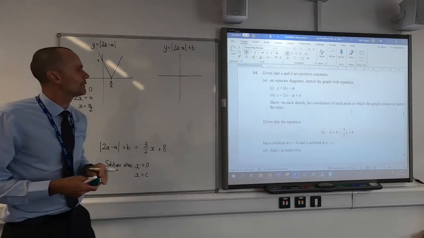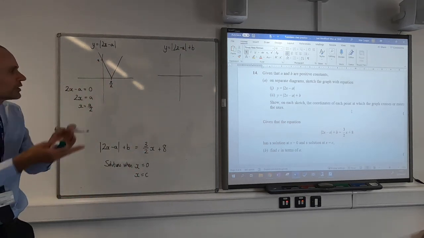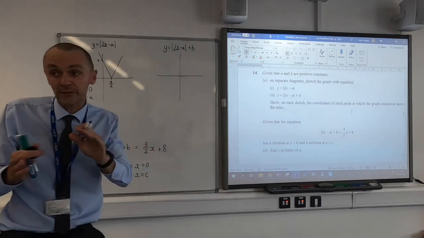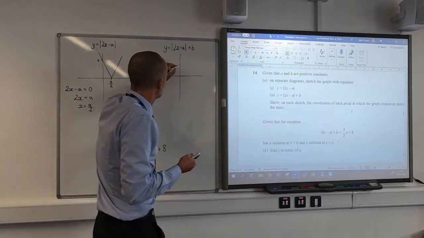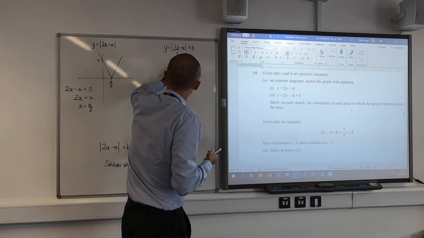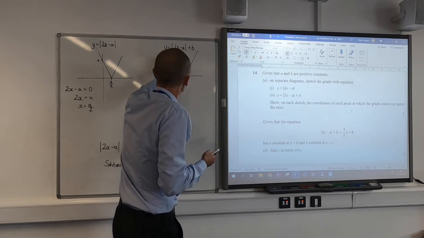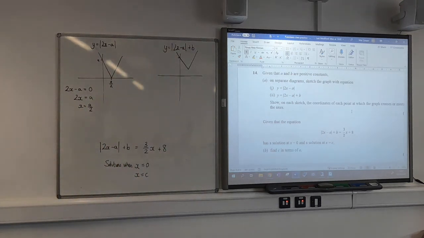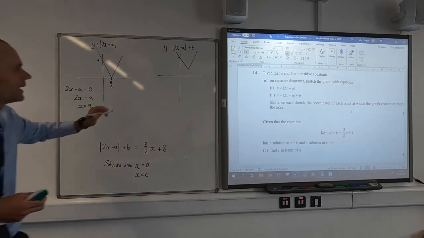Outside of the modulus, I'm now doing a transformation. I'm lifting the function up, and b is positive, so I know it's going up. So it's going to look something like this now. And George, what's that point there going to be now? A plus b. A plus b.